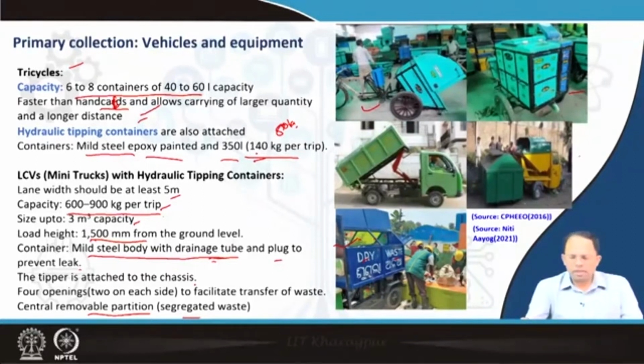So this is how this kind of system looks like, and you can see over here this auto rickshaw with this particular hydraulic tipping container. The waste is put in directly, and the design is such that the waste could be directly transported into the metal container or this secondary storage container.